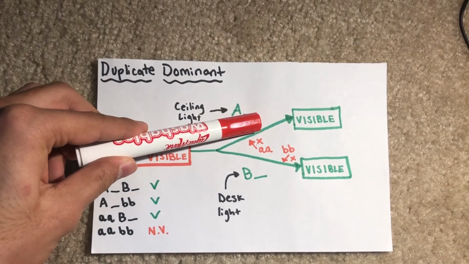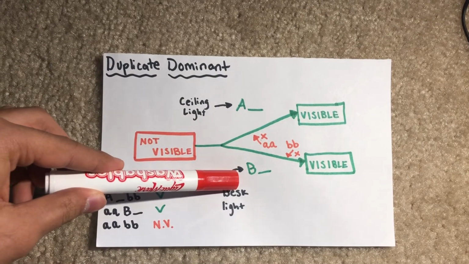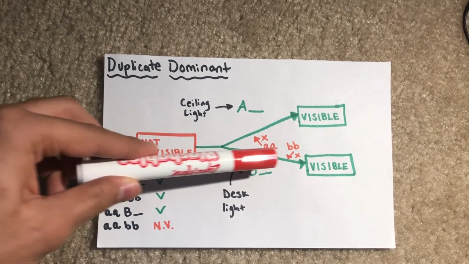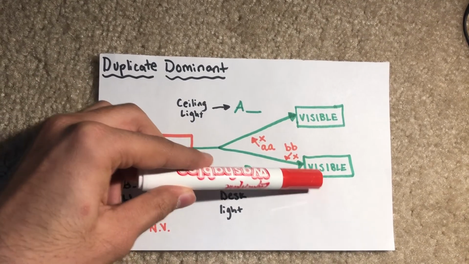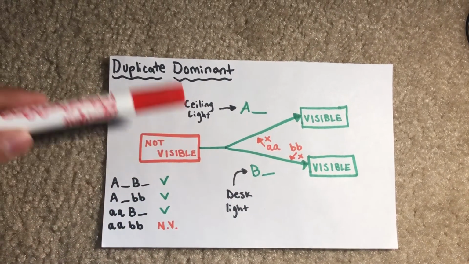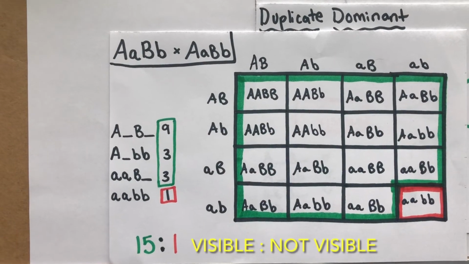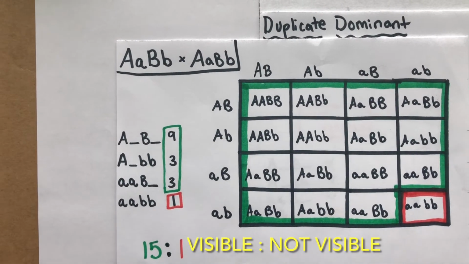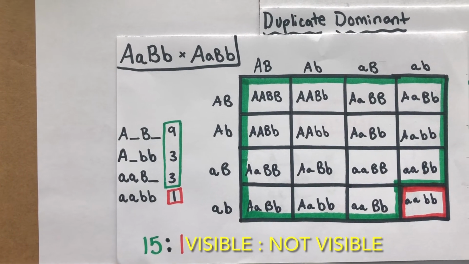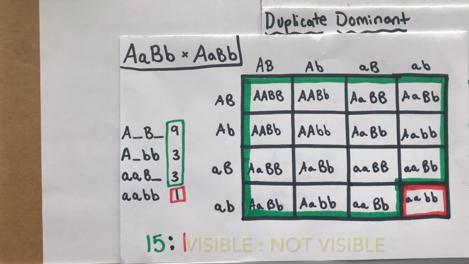If there's a big A present, we go to visible no matter what happens at the B. If there's a big B, we go to visible no matter what happens at the A. If they are both dominant, then we go to visible, and only if they are double recessive do we stay at not visible. Here, we can combine the first three genotypes as one phenotype and conclude our 15:1 ratio for this dihybrid cross with duplicate dominant epistasis.